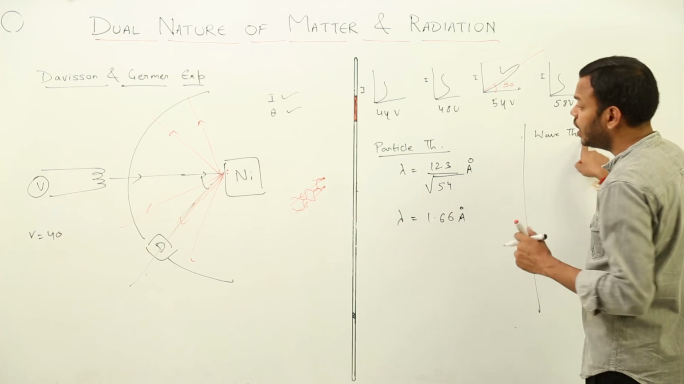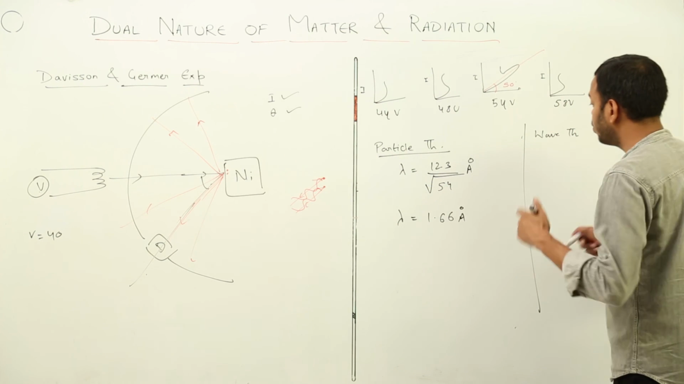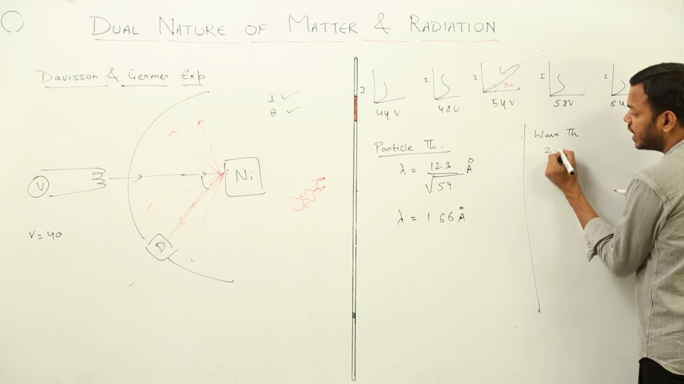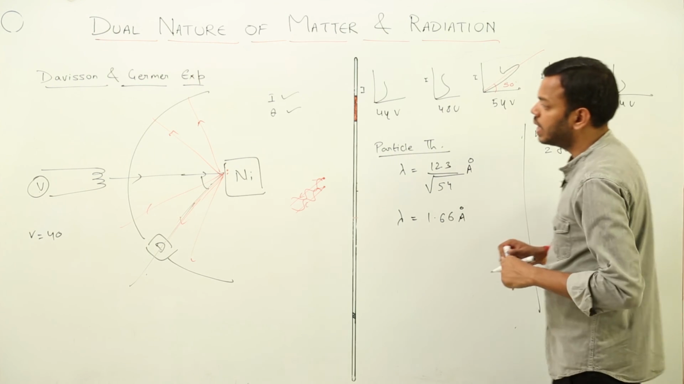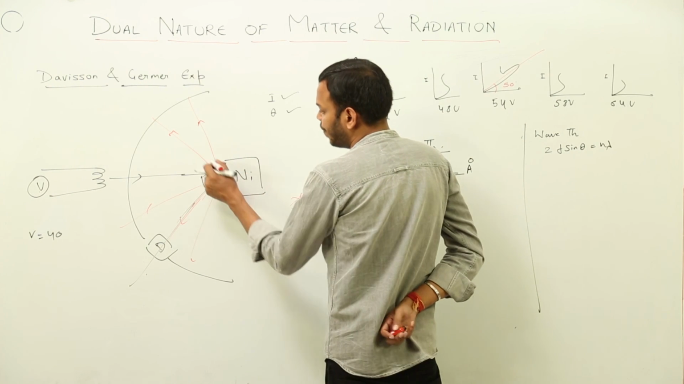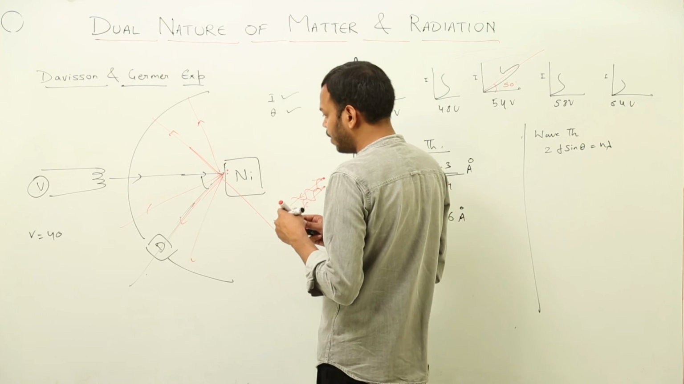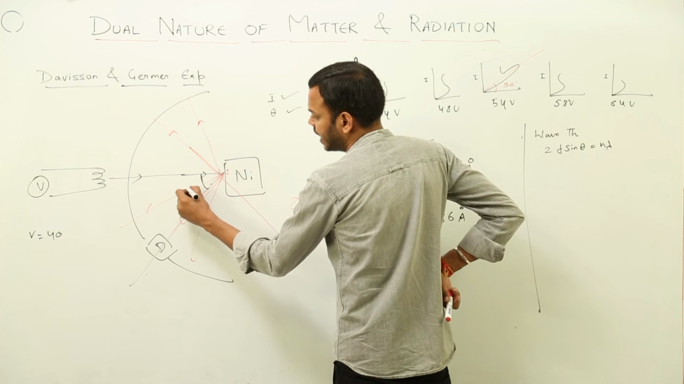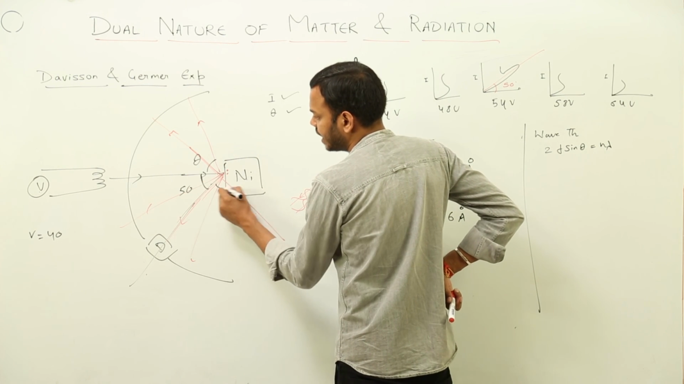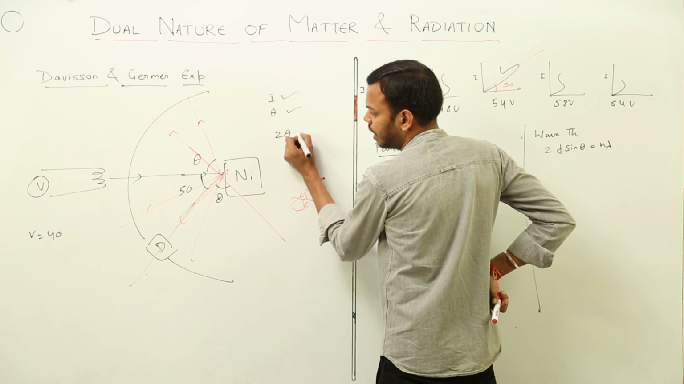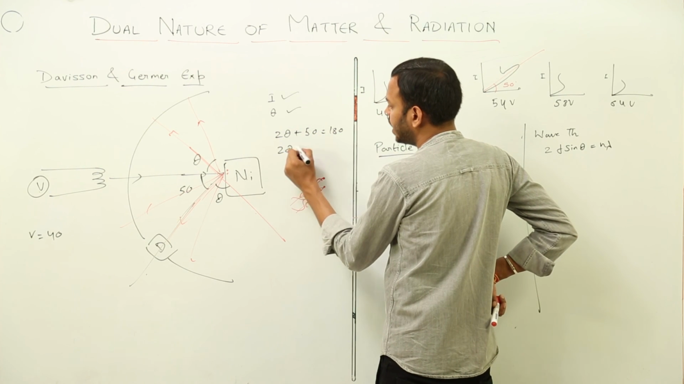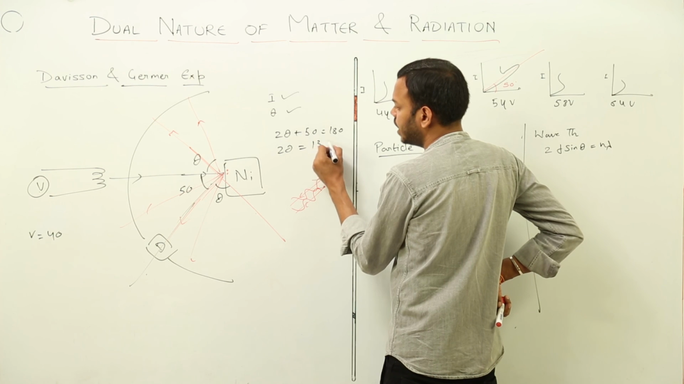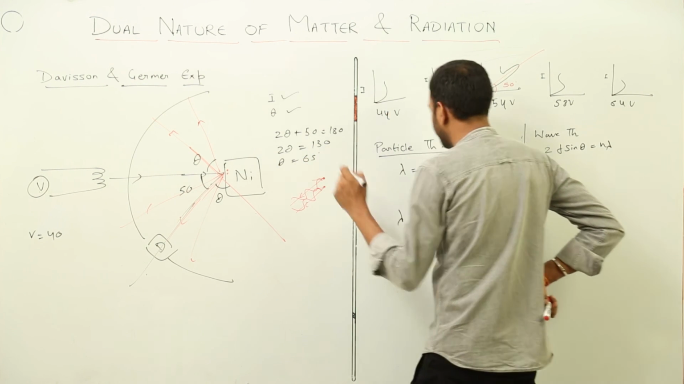So for wave theory, for the first order diffraction pattern, they used Bragg's law, which is 2d sin theta is equal to n lambda. Here theta was 50 degree? No, it was not 50 degree. If this angle is 50, this is theta and this is theta. So 2 theta plus 50 is equal to 180. That means 2 theta is equal to 180 minus 50, which is 130, and theta is equal to 65 degree.